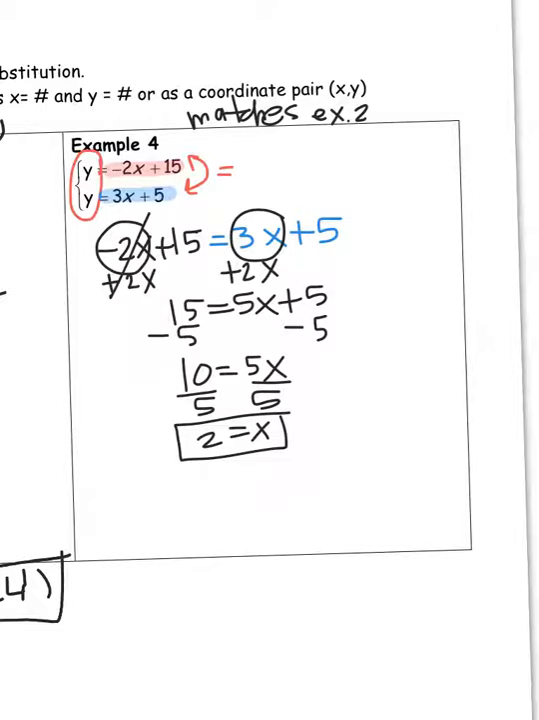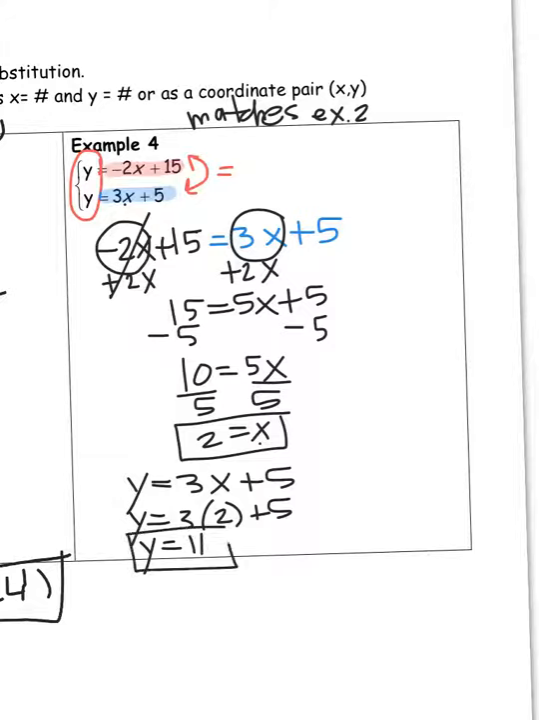To solve for y, I pick either equation. I think the second equation looks a little bit easier. This is the second equation, 3 times x plus 5. I know what x is, so I write y equals 3 times 2 plus 5. And then I get 3 times 2, that's 6, plus 5, that's 11. My solution is x is 2, y is 11.